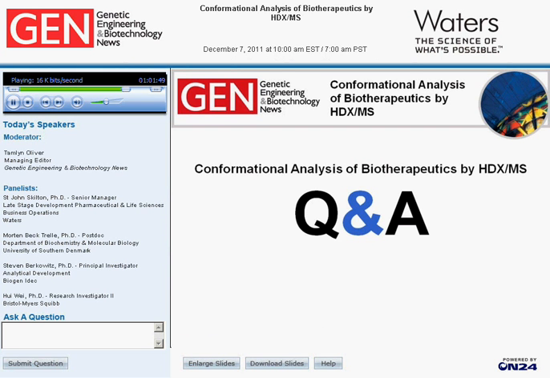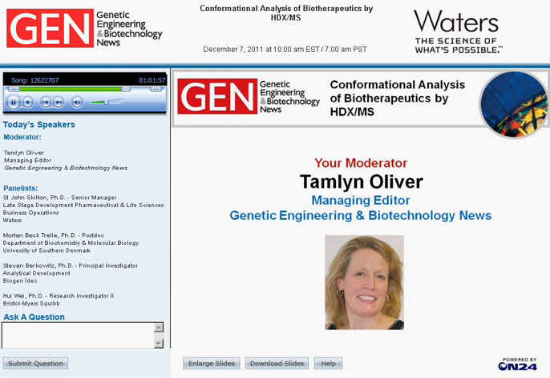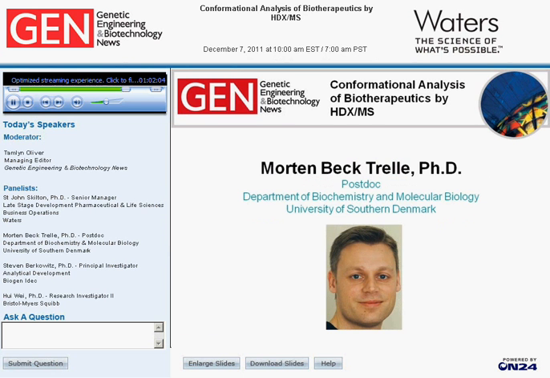Morton, which software was used to determine the extent of HDX exchange? The software we used was the Dynamics software that we also mentioned from Waters, and that was used to extract all the mass spectra from the raw data and generate the deuterium uptake plots, and the data was then transferred into Excel, and the heat maps were then made in Excel.